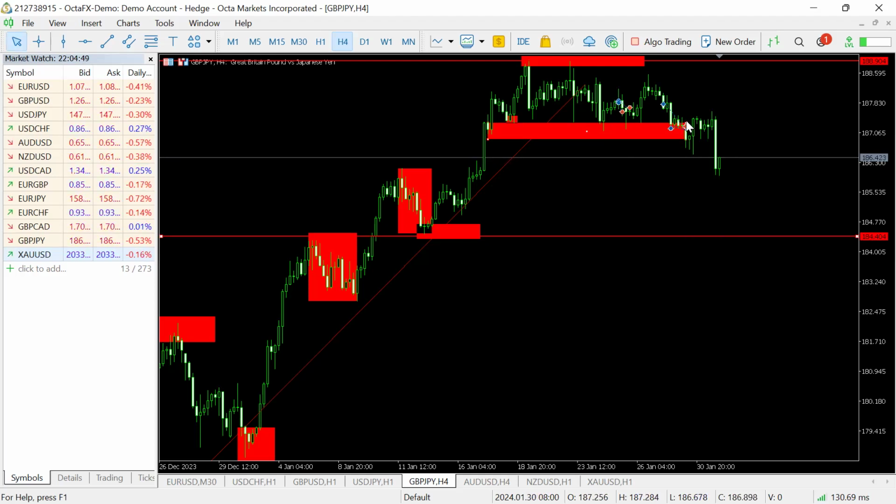Sorry, that level will now be holding as a resistance, okay? That level will now be holding as a resistance. So take note of that: support can become resistance and resistance can become support, okay? Support can become resistance, resistance can become support.